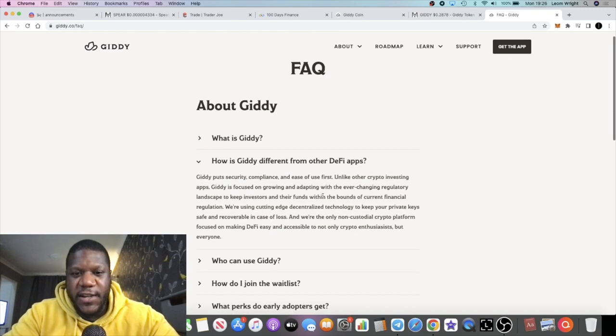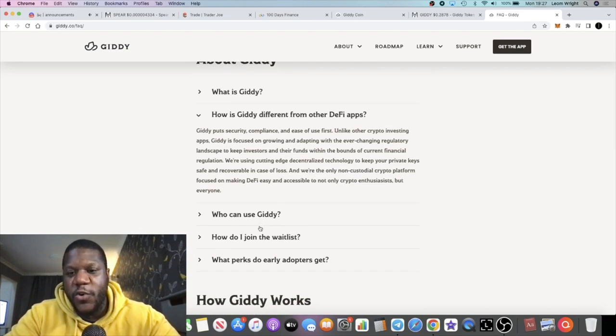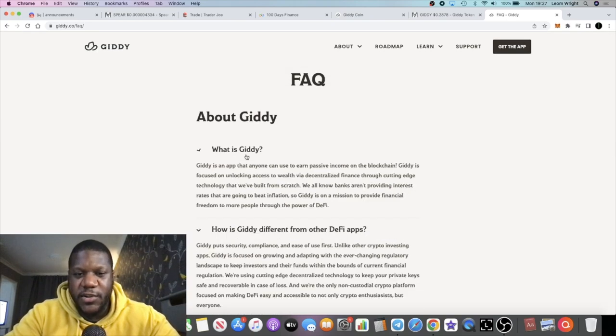So how is Giddy different from other DeFi apps? Giddy puts security, compliance, and ease of use first, unlike other crypto investing apps. Giddy is focused on growing and adapting with the ever-changing regulatory landscape to keep investors and their funds within the bounds of current financial regulation. We're using cutting-edge decentralized technology to keep your private keys safe and recoverable in case of a loss. And we're the only non-custodial crypto platform focused on making DeFi easy and accessible to not only crypto enthusiasts, but everyone.